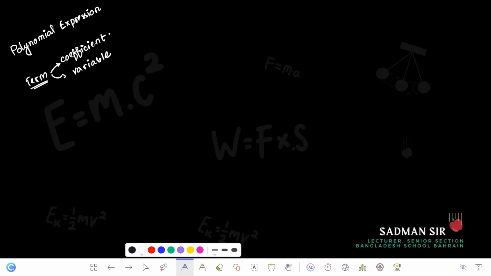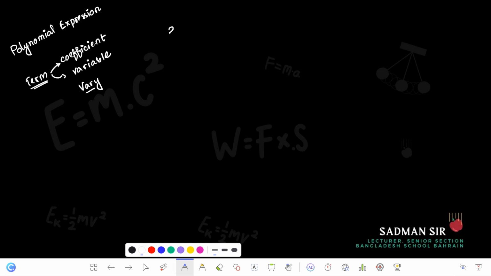Mostly the coefficients are numbers like 1, 2, 3, 4. It can be a letter also, like A, B, C, D. But the variables are always letters like x, y, z. The value of the variable can change. The word variable comes from the word vary, which means to change. So that whose value can change is called a variable. And if something is constant, whose value we cannot change, that is here the coefficient. These two are in multiplication in a term.